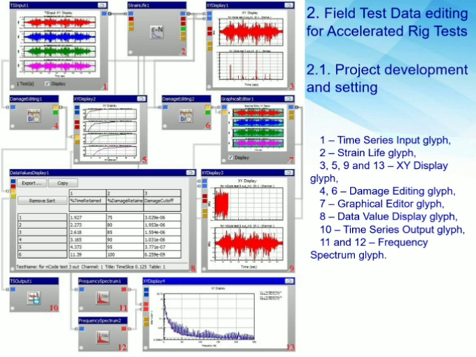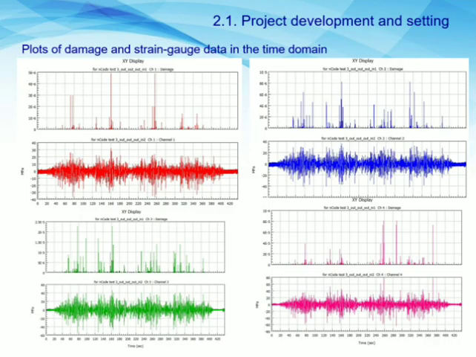Under test data processing conditions by specialized software tools and the ITTAP23.Mykola procedure, creating an equivalent damage test specification for a lab rig has been implemented according to the developed detailed design that contains the following glyphs: time series input glyph, strain life glyph, XY display glyph, damage editing glyph, graphical editor glyph, data value display glyph, time series output glyph, and frequency spectrum glyph.